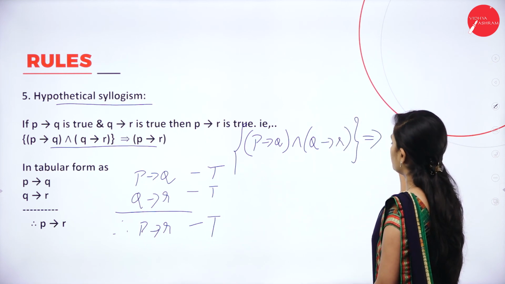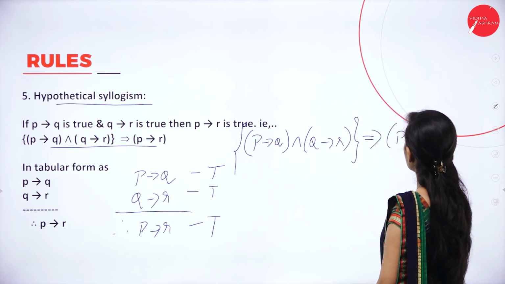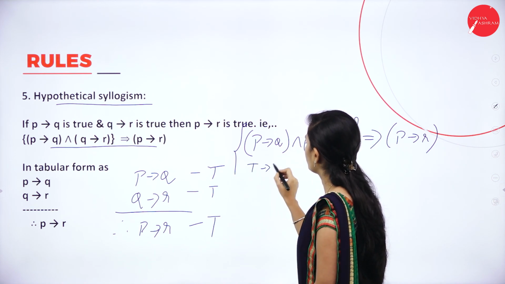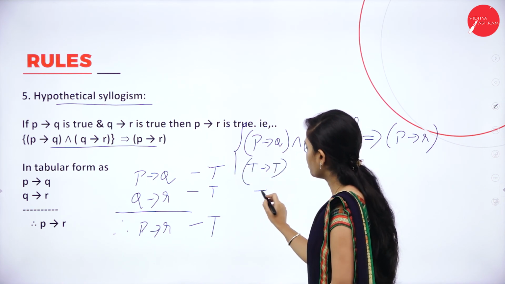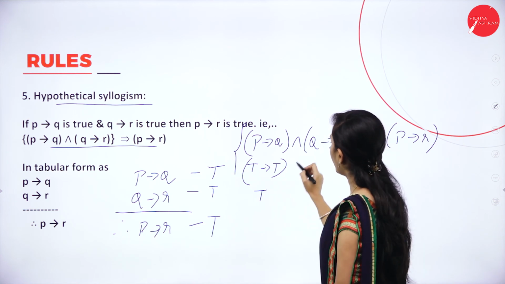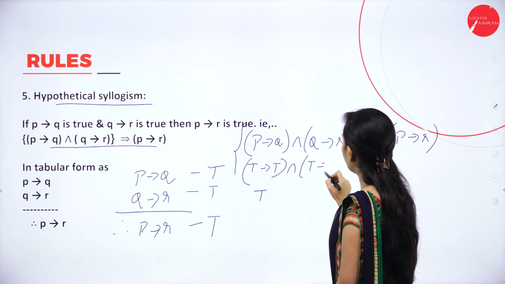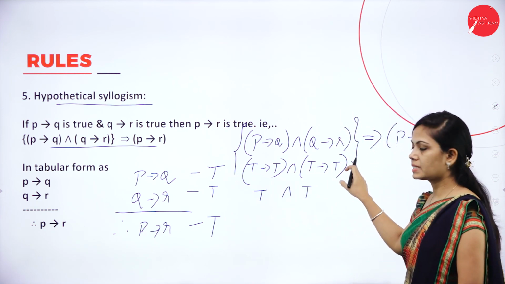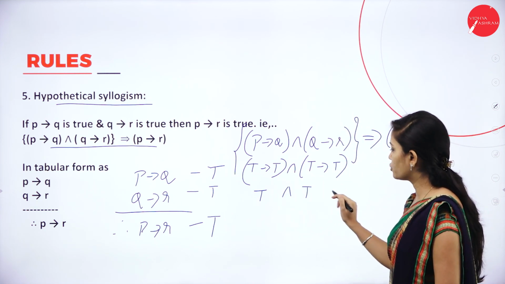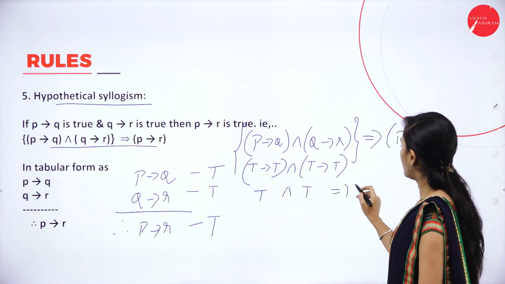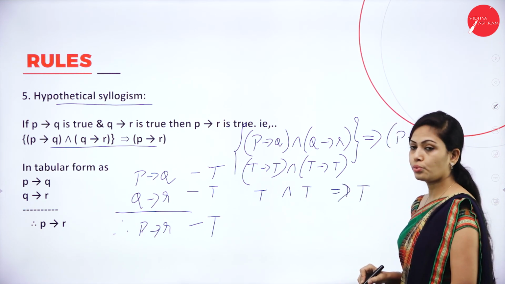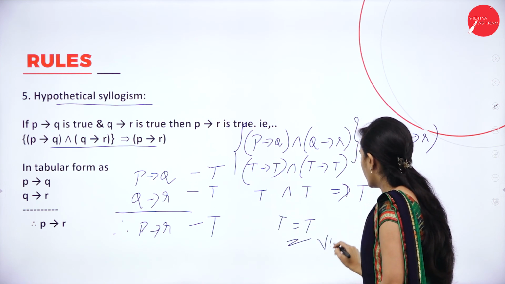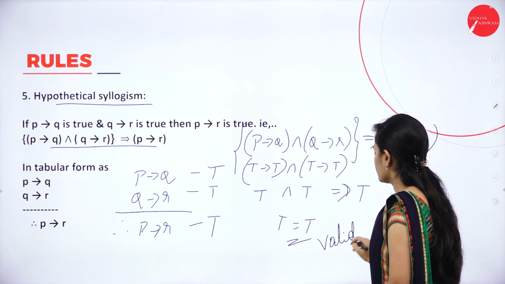So, P implies R. If P implies Q is true, what you will get? You will get true. And Q implies R is true. Q implies R true means you will get true. So, P implies R must be true. So, true and true means true. True is equal to true. It is a valid statement.